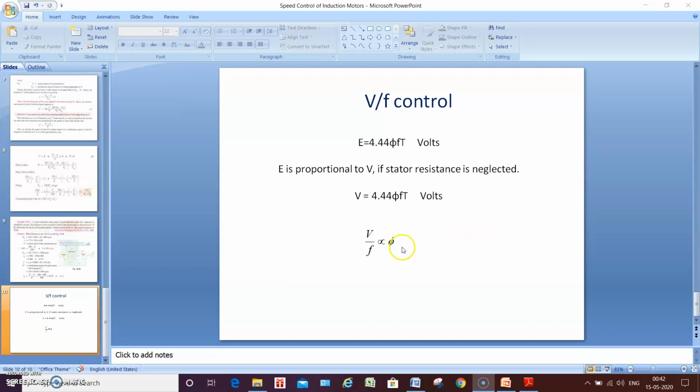Now, to control the motor speed, and in turn to decrease the motor speed from one speed to another speed, if we decrease the voltage, what will happen? The flux will also get decreased.